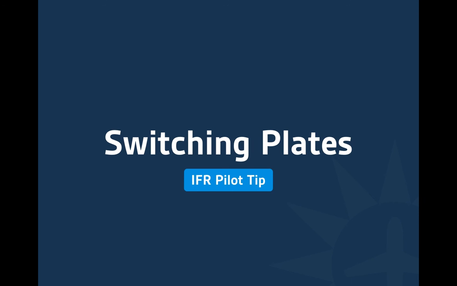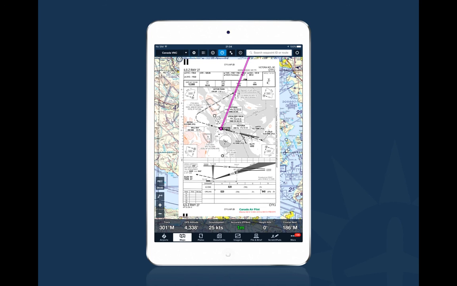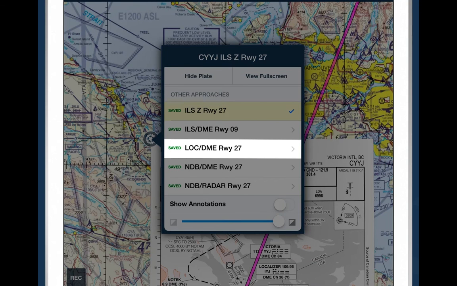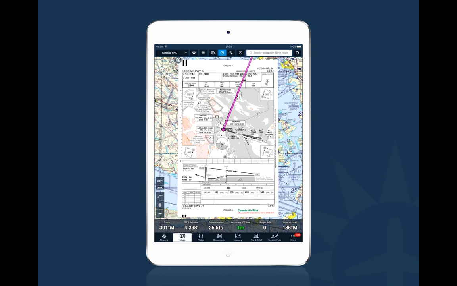Switching plates, which is another IFR pilot tip, is the ability to have an approach plate overlaid on your maps screen and quickly change it just in case anything changes along your route. So let's say ATC gives you another approach or you're expecting another approach. You can simply tap on the little gear icon on the top left-hand side of the approach plate, or anywhere on that actual approach plate, and it will bring up this screen, and it'll list all the other approaches available at that airport. Let's say we've switched to the LOC DME runway 27, the ILS is not available. Simply tapping that will bring up the LOC directly on your map screen.